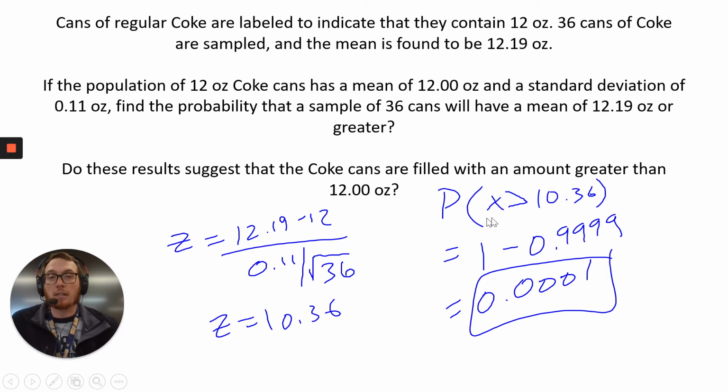Oh, this should be a z here, not x. Excuse me about that. But that would be a greater than situation, so it's 1 minus the 0.9999 number, not addition. Not just area to the left, it's area to the right. So you have to subtract that out, which gives you 0.0001.